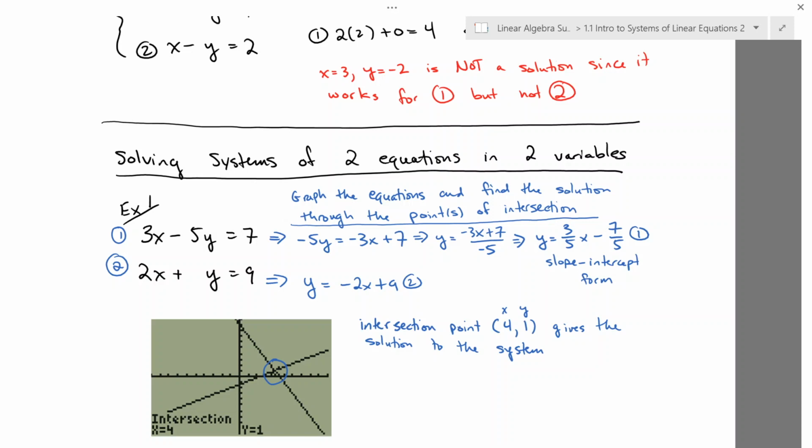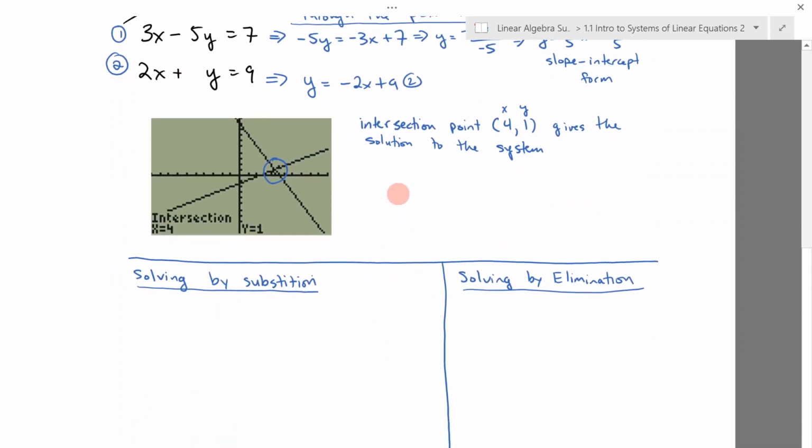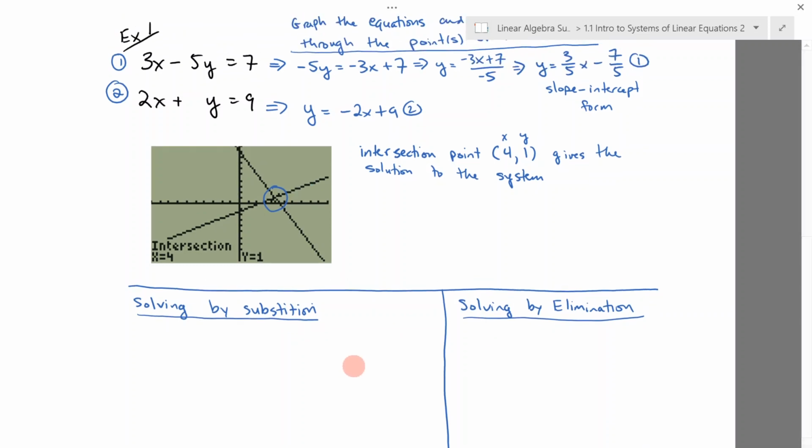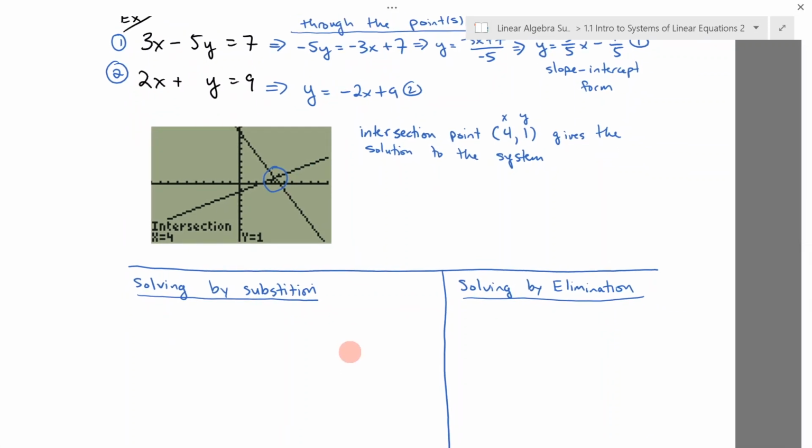Okay, so there are methods without using the graph, so you can actually just do it algebraically. So algebraically, as you remember from algebra class, there's a method called by substitution and by elimination. So let's try to do it in each way. Right, so let me just copy the equations again over here. The first one was 3x minus 5y is equal to 7, and the second one was 2x plus y is equal to 9.